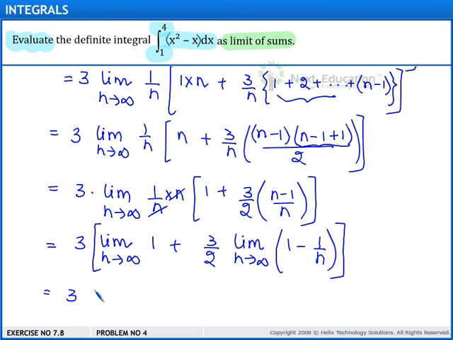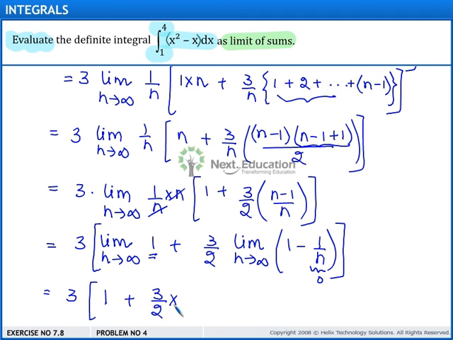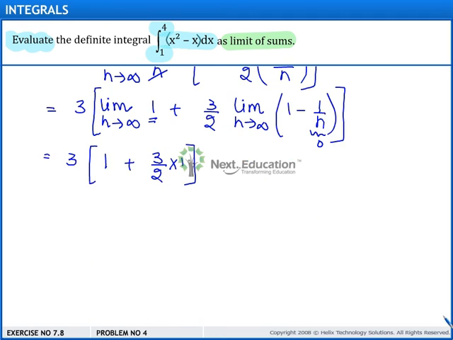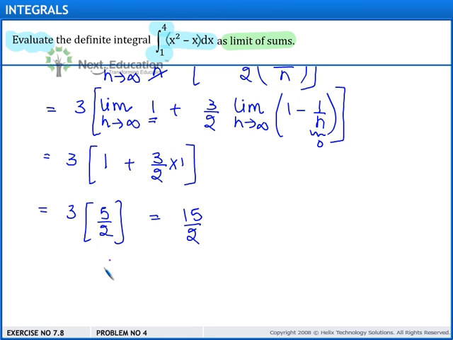and this is equal to 3 into, this term is independent of n, so we have 1 plus 3 upon 2, here 1 upon n becomes 0, so we have 1, and this is equal to 3 into 1 plus 3 upon 2 is 5 upon 2, so this is equal to 15 upon 2. Therefore, value of integral I2 is 15 upon 2.